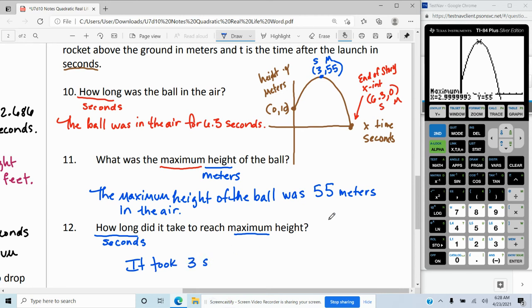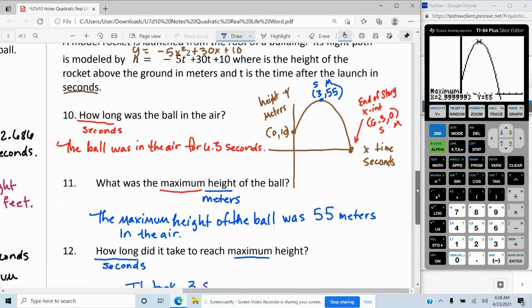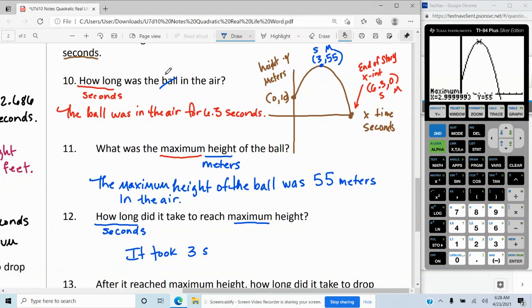That wasn't a ball. Wasn't this a rocket? Oh my goodness, look at that. Rocket. Okay, that's just that part of me. How long did it take? So that was not a ball. Sorry, I gotta change this. I can't help it. Rocket.